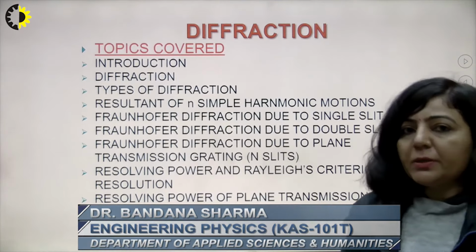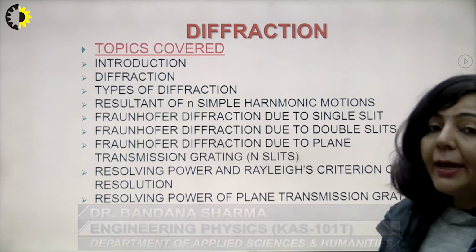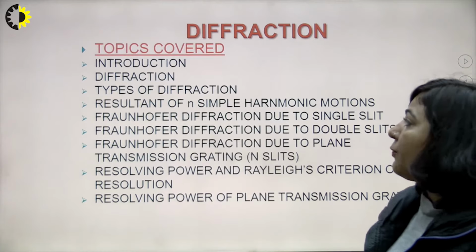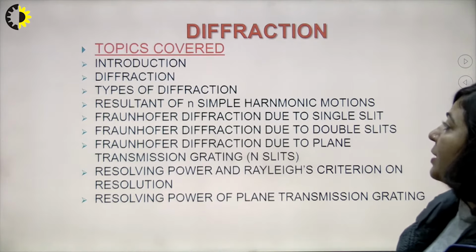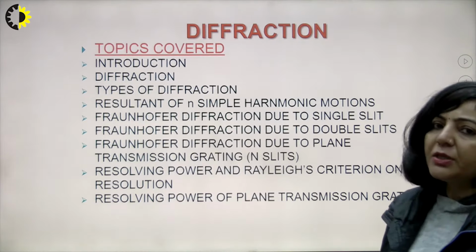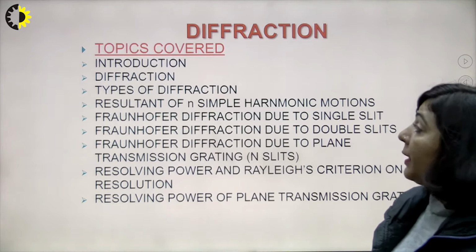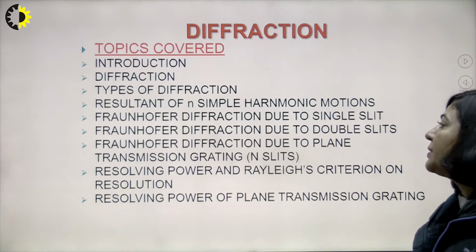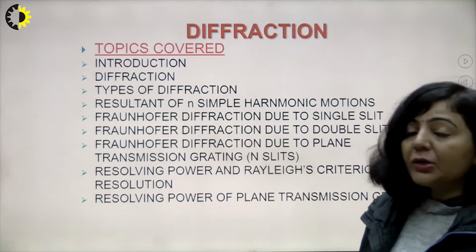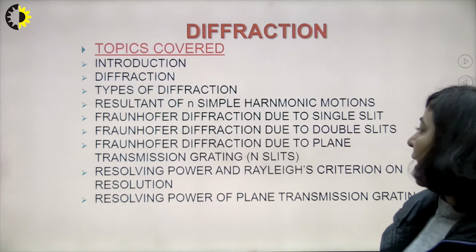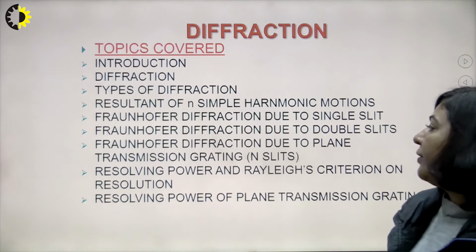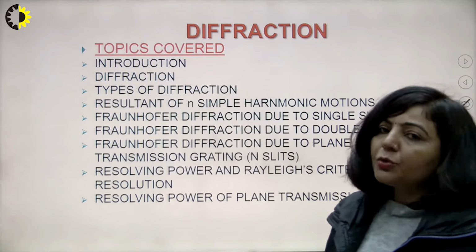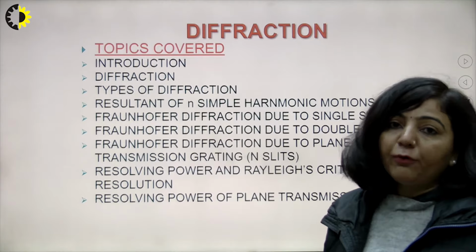Now these are the topics under this heading of diffraction. The first one is introduction of diffraction, then types of diffraction. After that, resultant of n simple harmonic motion, which we will just go through. Then Fraunhofer diffraction due to single slit, double slit. Then Fraunhofer diffraction due to n slit, resolving power and Rayleigh criterion of resolution, and finally resolving power of a plane transmission grating. These are the topics which we are going to cover in this part of diffraction.